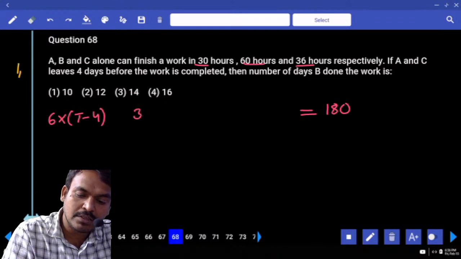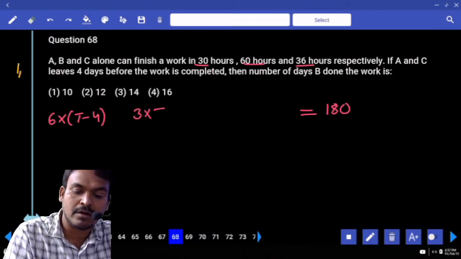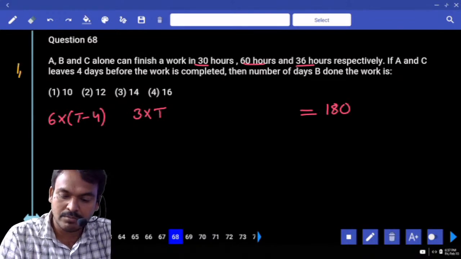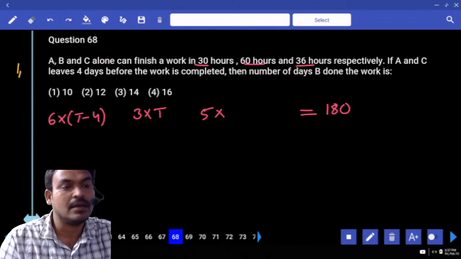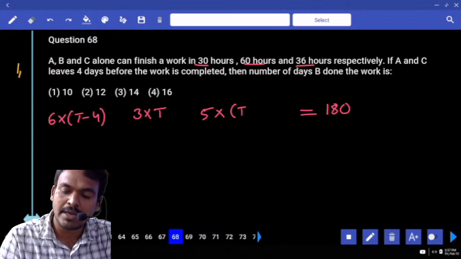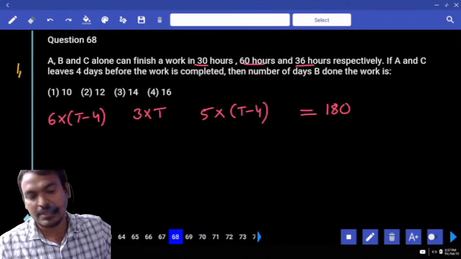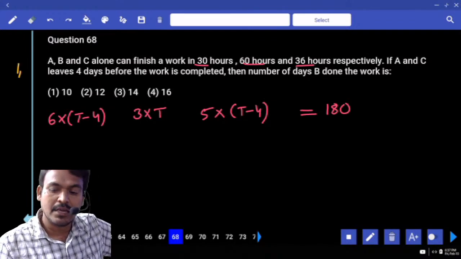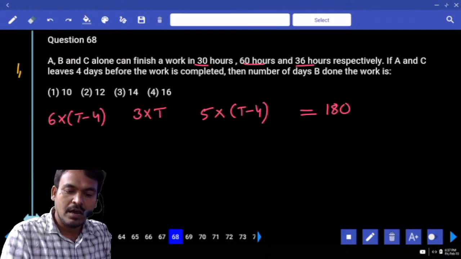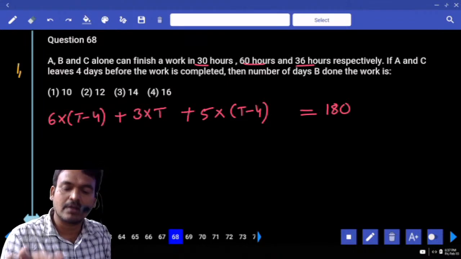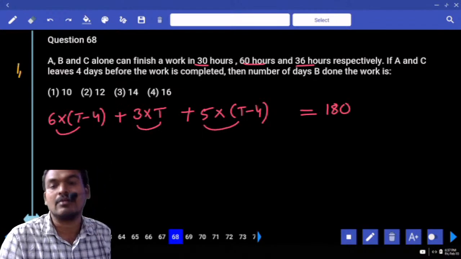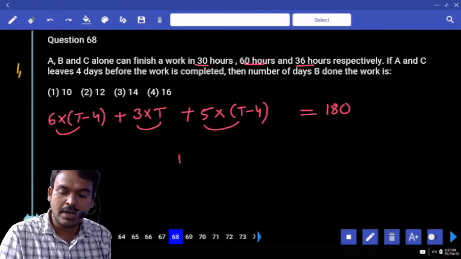B's efficiency is 3 parts, but B worked on it for T days. Next, 36 is how many times 5? C's efficiency is 5 parts, but C worked on it for T minus 4 days. So 6 into T minus 4 days is A's work, T days is B's work, and T minus 4 days is C's work. Adding all these gives the total work. 6T, 3T, 5T, total 14T.